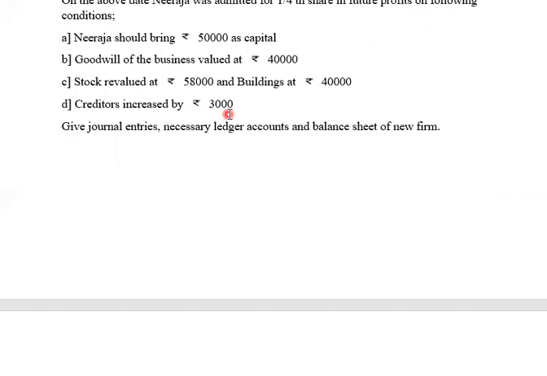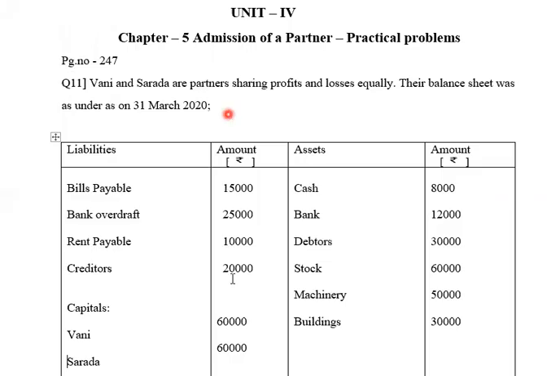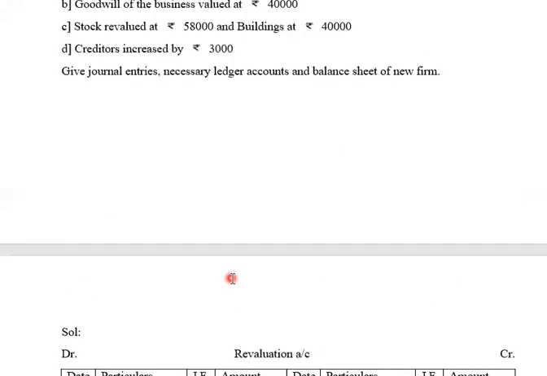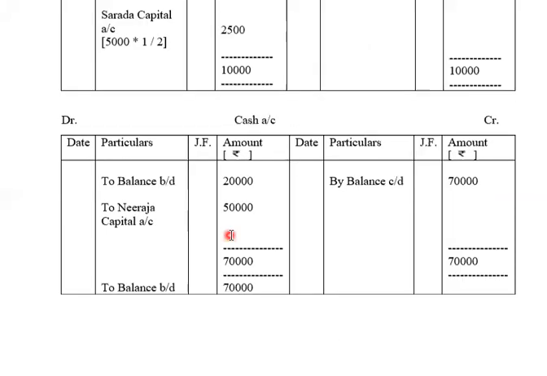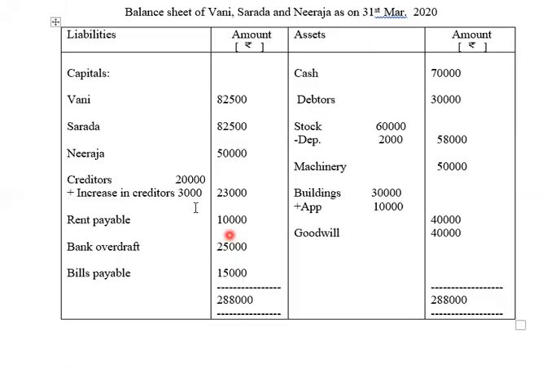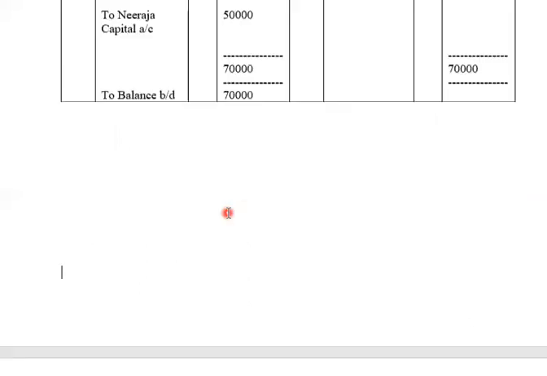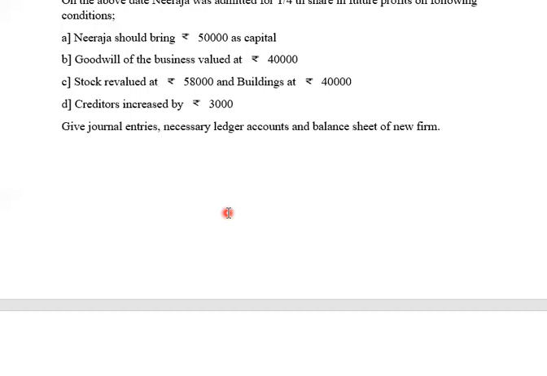Then we have adjustment on creditors increase by 3,000. मतलब creditors को 20,000 देना था, 3,000 रुपए खर्चा और बढ़ जा रहा. It is a liability, it is increase in liability, it will be recorded on debit side as to creditors 3,000. In balance sheet it will be shown as creditors 20,000 plus increase in creditors 3,000, 23,000 on liability side of the balance sheet. Then we have completed all the adjustments of assets and liabilities.